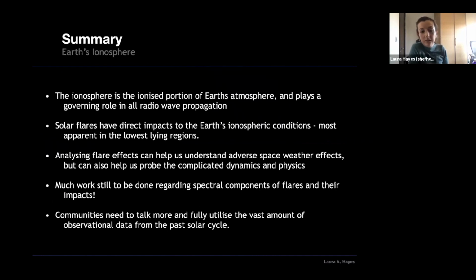So just to summarize here, the ionosphere is an ionized portion of the Earth's atmosphere, and it's really important for all radio wave propagation, whether you're looking at communications, or observing distant planets or the sun.